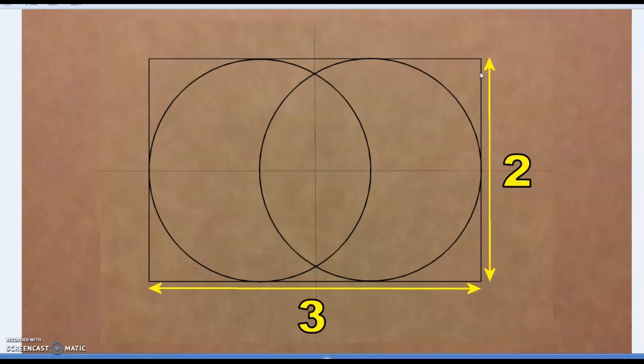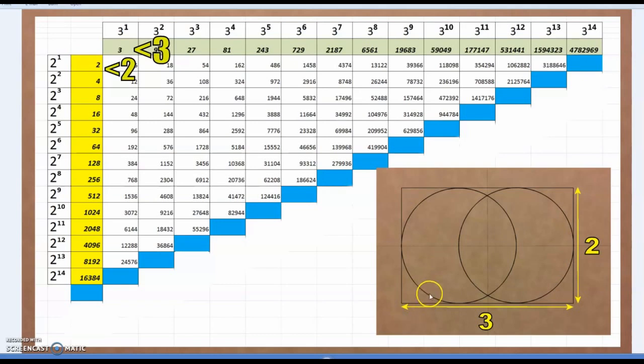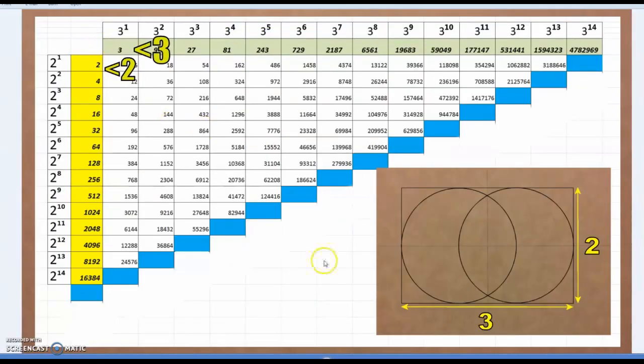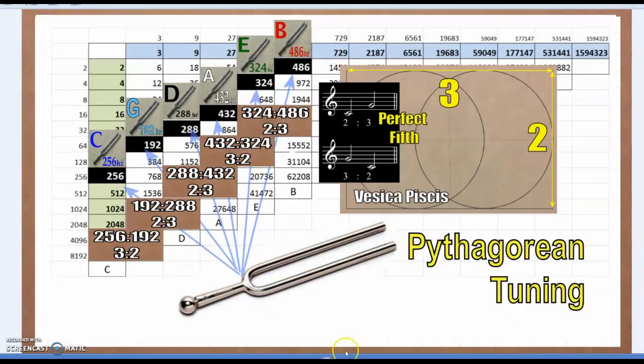But geometry is geometry, and this is the Vesica Pisces: two circles with the center of the first on the edge of the second. Let's begin with the first two numbers of harmonics, 2 and 3, the 2 to 3 ratio. So this is one way to apply it.